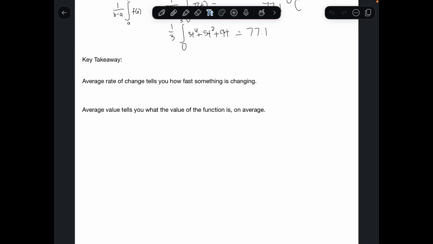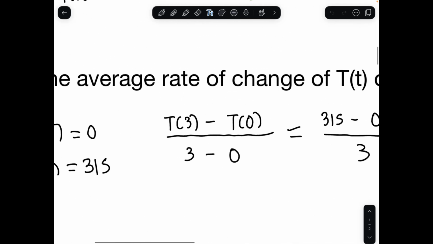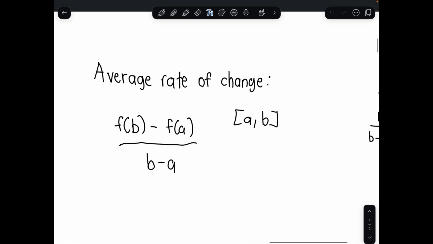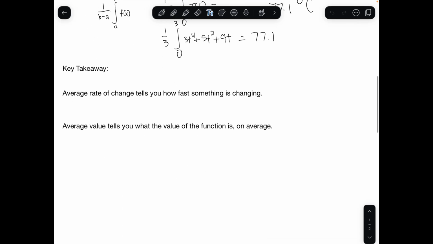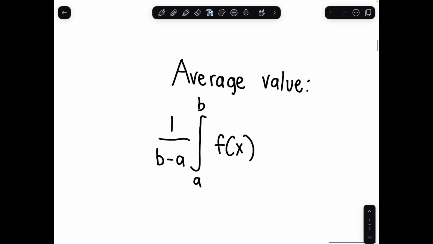One final tip I would like to add is on a problem, if you see the words rate of change after the word average, then immediately think of this formula: f(b) minus f(a) over b minus a. And if you see something other than rate of change, such as temperature, miles, gas, it could be anything, water, any other word besides rate of change, then immediately use this formula.